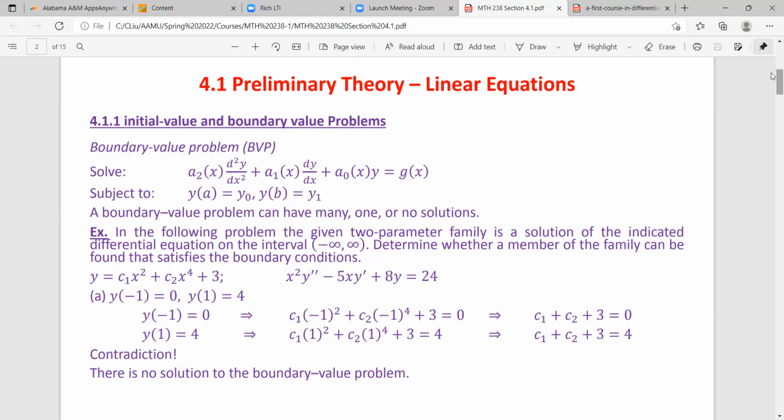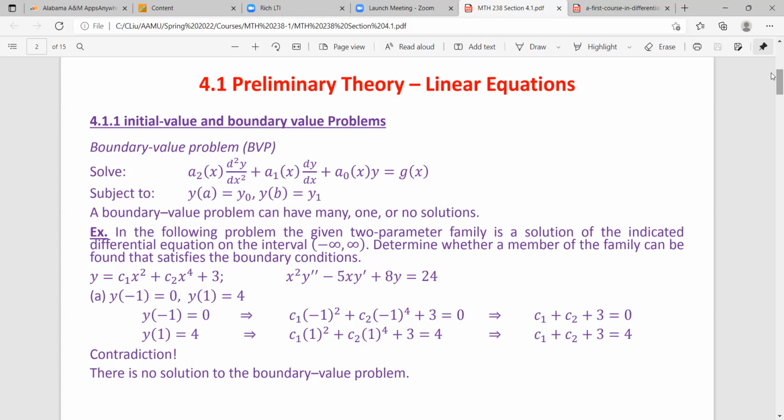And then it's subject to some conditions, y of a equal to y0 and y of b equal to y1. So the conditions are given at 2 points, x equal to a and x equal to b. The function value at x equal to a is y0, and the function value at x equal to b is y1. Those a, b, y0, y1 are constants or numbers given in the problem. So this is called the boundary value problem.